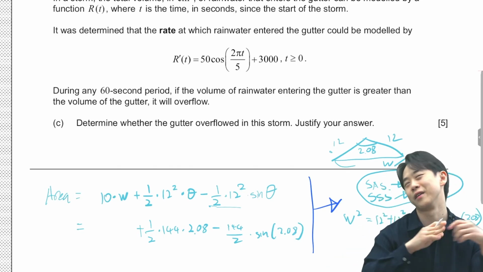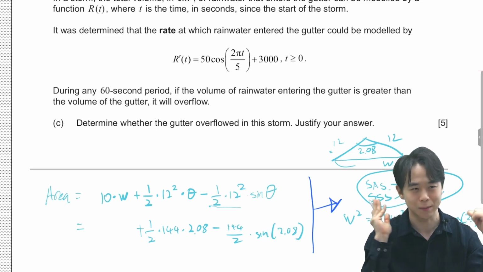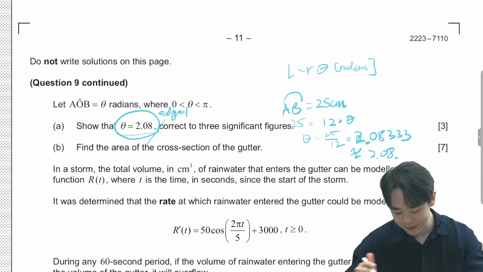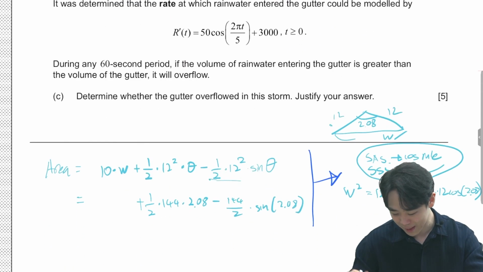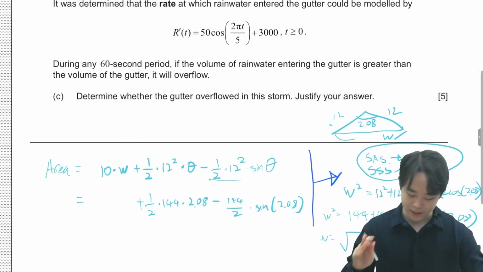And I think I said very early on that we have to use radians for all cases unless it's specified as degrees, right? And since we're dealing with radians, this is exactly what you put. So W squared is 144 plus 144 minus, so 144 times 2, so that's 288, cosine of 2.08. So W would be the square root of 288 minus 288 cosine 2.08. So we've got to hop over to our calculator to see what that means.